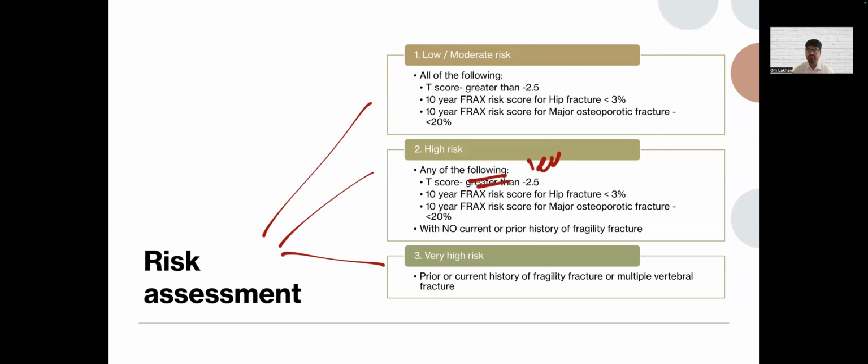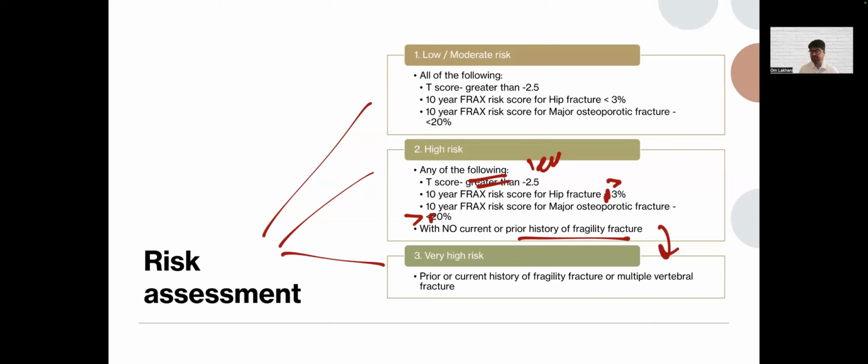If your 10-year FRAX hip score is greater than 3%, and/or your major osteoporotic fracture risk is more than 20%, all of these put you in a high risk category. The only thing is that there should not be a prior history of any fragility fracture. This is important because if you have a prior history of fragility fracture or multiple vertebral fractures, it puts you in a very high risk category, right?